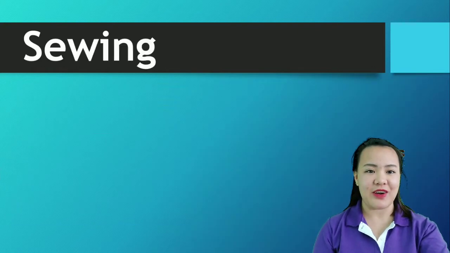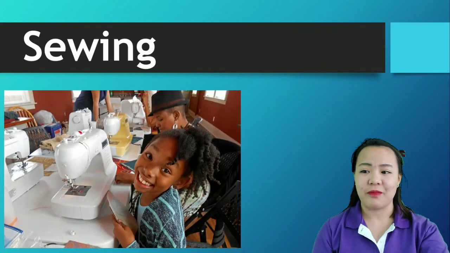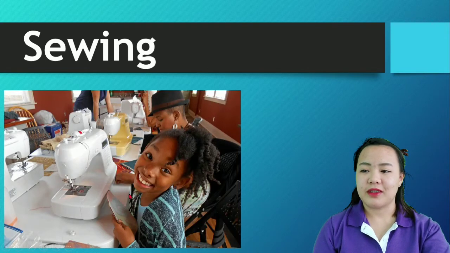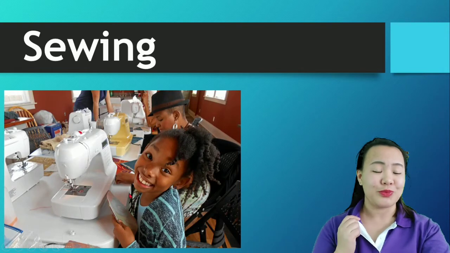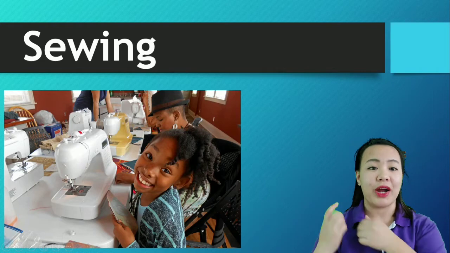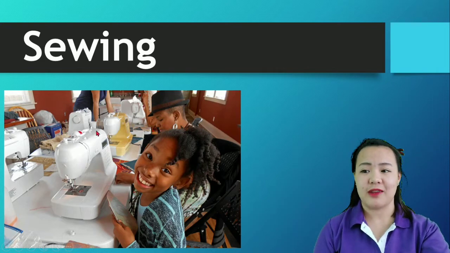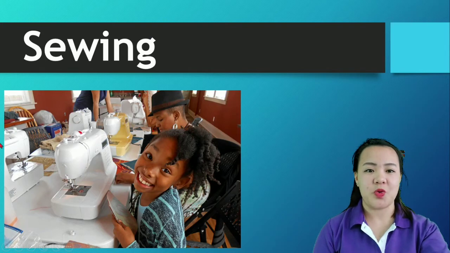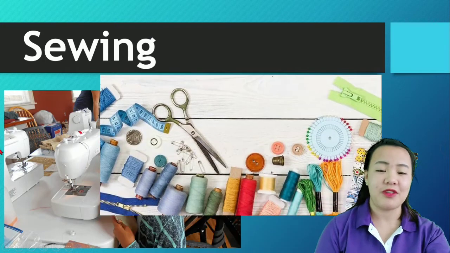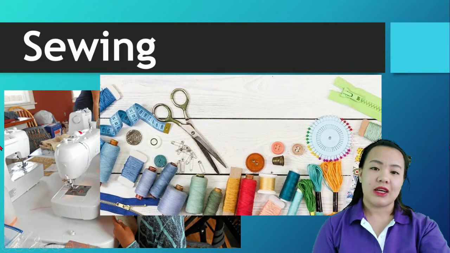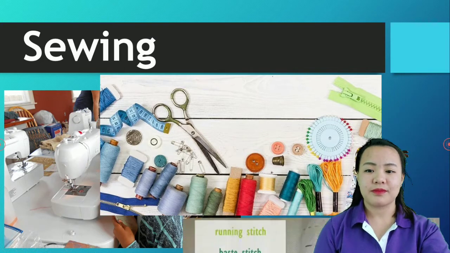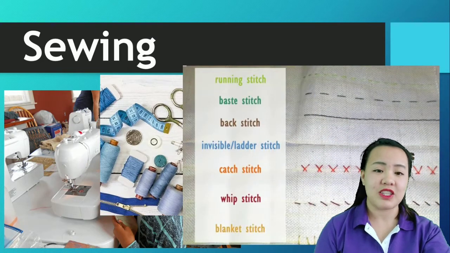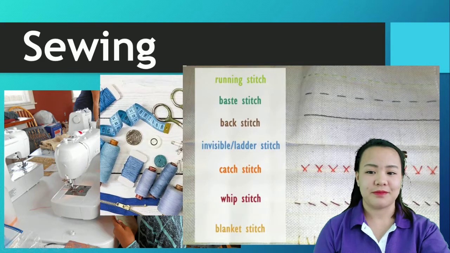So let's move on to the next, sewing. If you have broken clothes or a torn part of your clothes, you can do sewing. We will learn sewing in home economics. Another example, the things and materials we use in sewing and the types of stitches that we can learn.